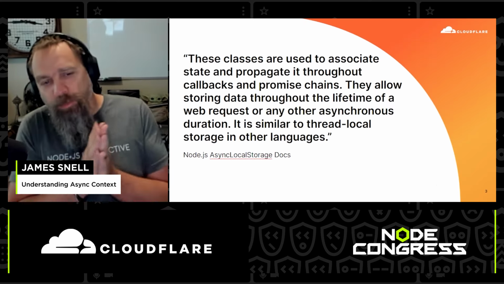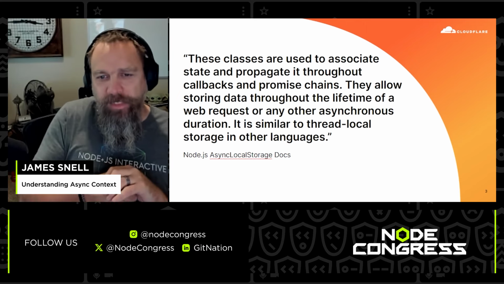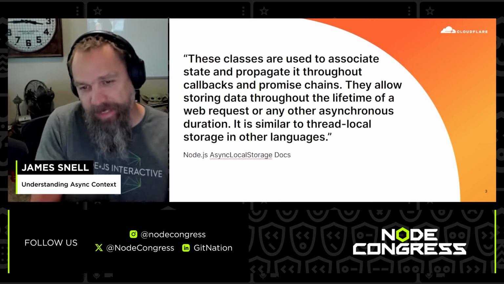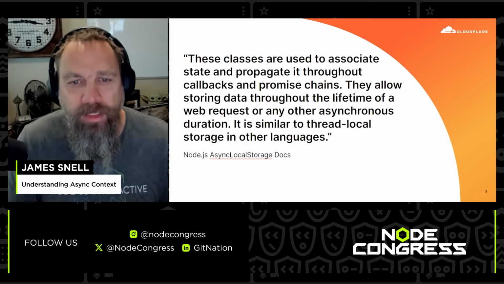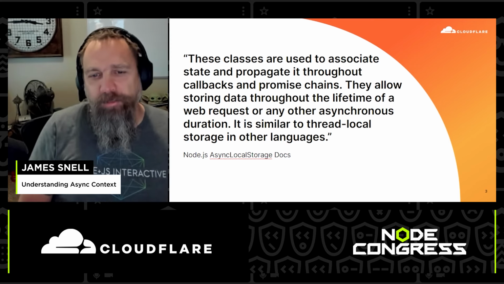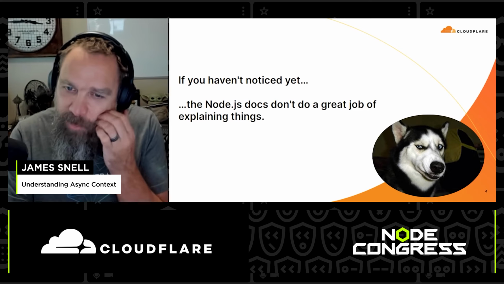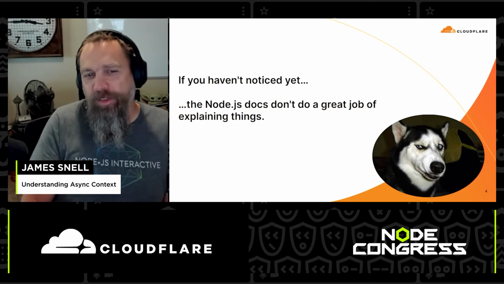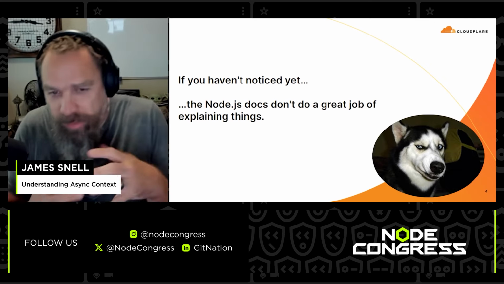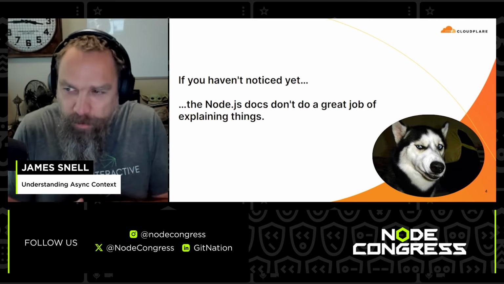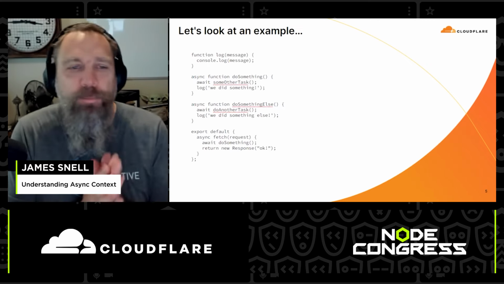All right, so if we look at the async local storage documentation on the Node website, this is the very helpful introduction that it gives, talking about how these classes are used to associate state and propagate it through callbacks and promise chains. It doesn't really do a lot to help us understand what this API is doing under the covers. And if you haven't noticed, Node docs in general don't do a great job of explaining things. So we're going to dig into the details just a bit more, explain how this works, how it all comes together. All right, so let's look at an example.